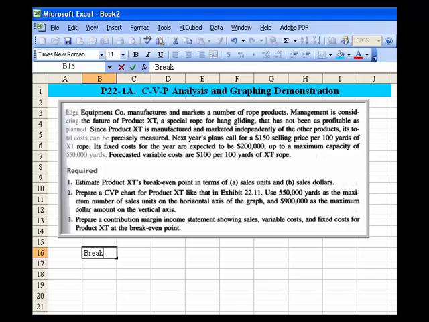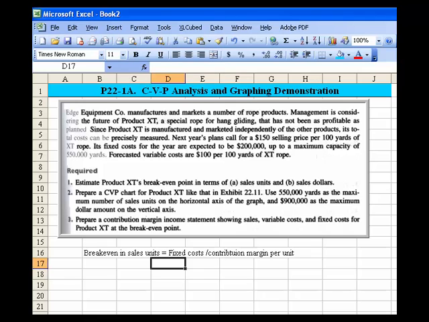Okay, well, there's break-even in sales units. What's that equal to? It's equal to fixed cost divided by contribution margin per unit. So if we want to solve that, we have to determine the fixed costs. The fixed costs are equal to $200,000, given in the problem. And I'll put the division sign there so we can see it, that would be divided by the contribution margin per unit.